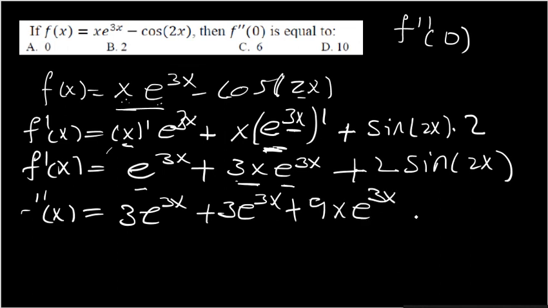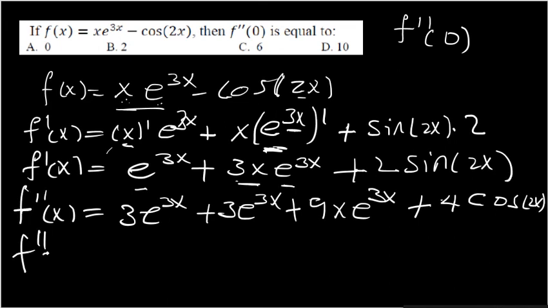You need to save time when you are doing it. You don't have to write each and every thing there. Then plus the sine derivative, cosine. But 2x derivative, 2 comes and will be multiplied with the coefficient here. So it's going to be 4 cosine of 2x. Then what is asked? This is f second derivative.